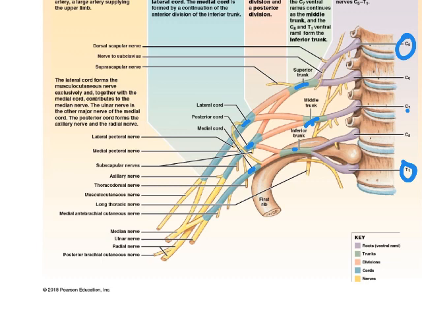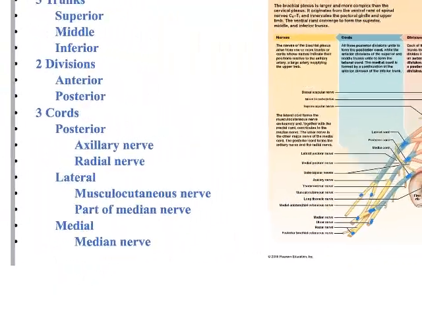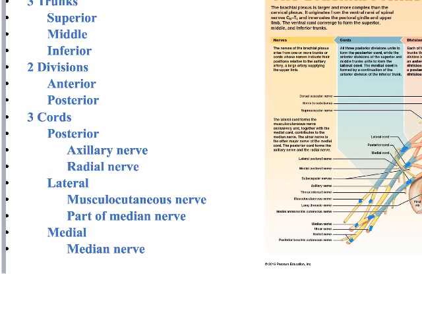So, for example, the ulnar nerve and at least part of what will be the median nerve are going to come off that medial cord. The radial nerve and another nerve that you don't really have to learn is going to come off of that posterior cord. And then the musculocutaneous nerve and part of the median nerve are going to come off of this lateral cord. And so that's the picture version, and there's the written version if you like it better that way.